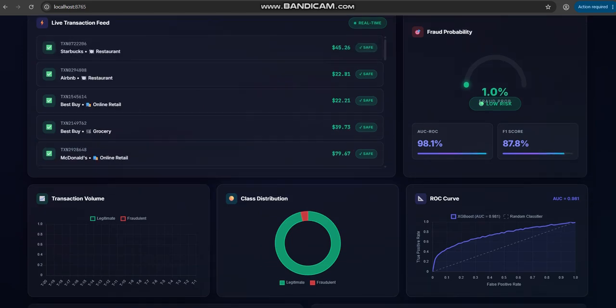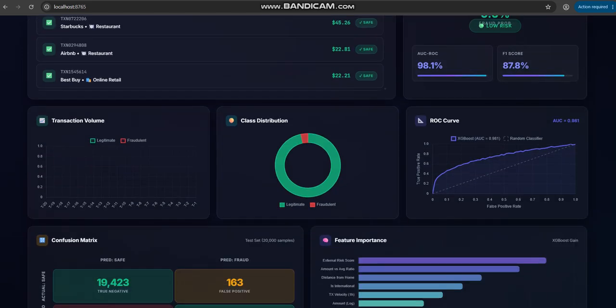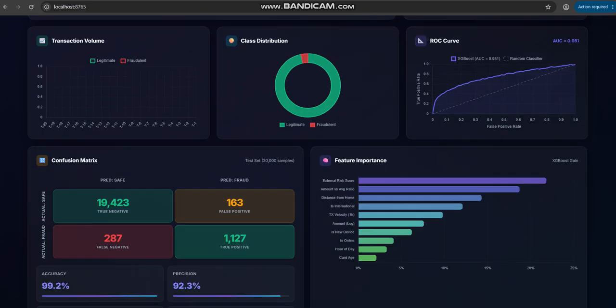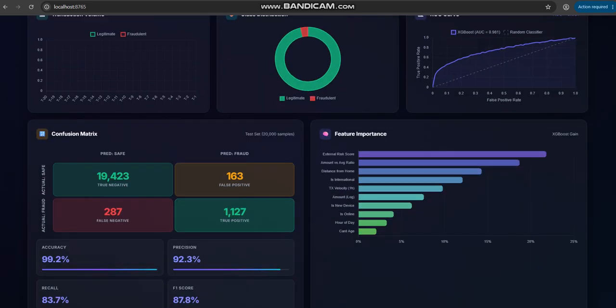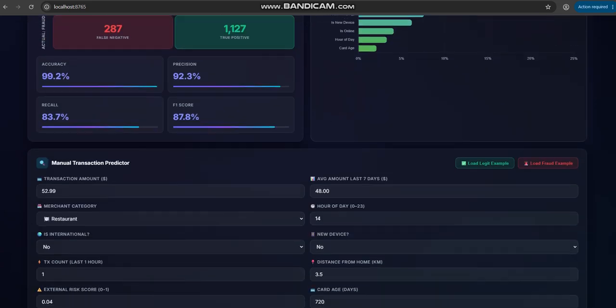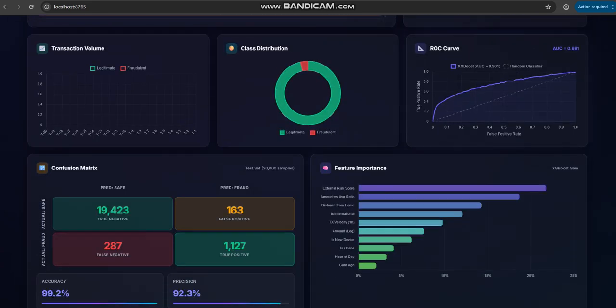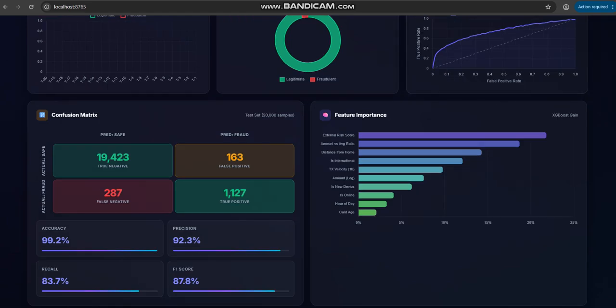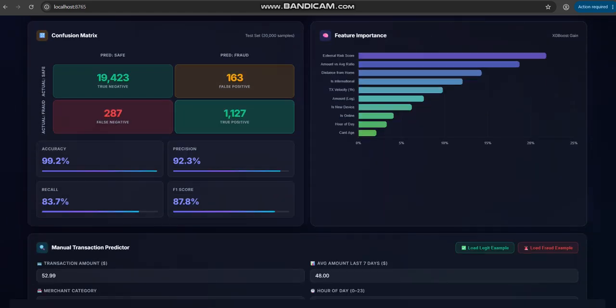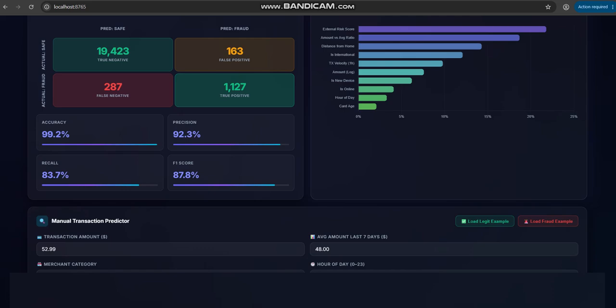Then we have charts. You can see here the transaction volume chart displays legitimate versus fraudulent detections over time. The class distribution basically shows the class imbalance between legitimate and fraud transactions. Then the ROC curve basically illustrates model performance. The closer the curve is to the upper left corner, the better the classifier.